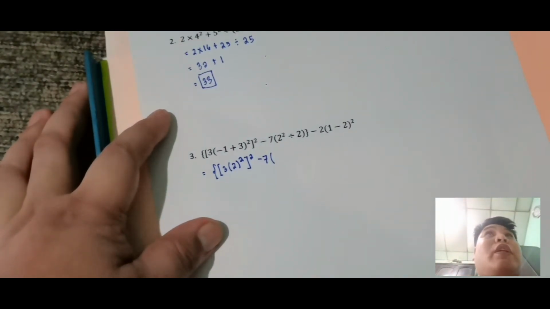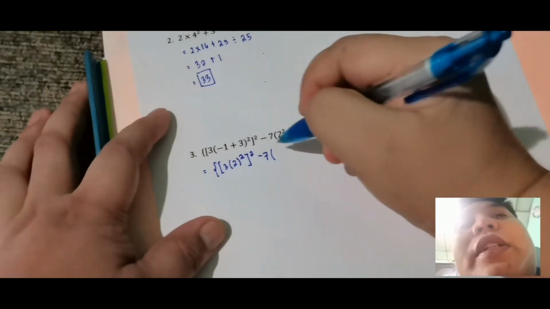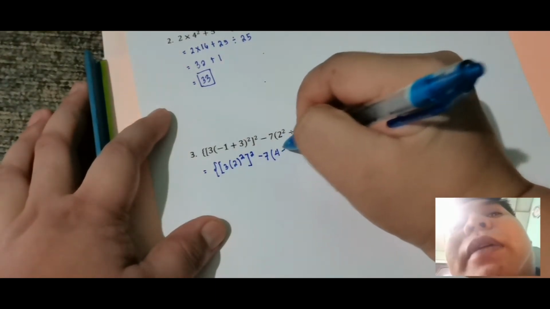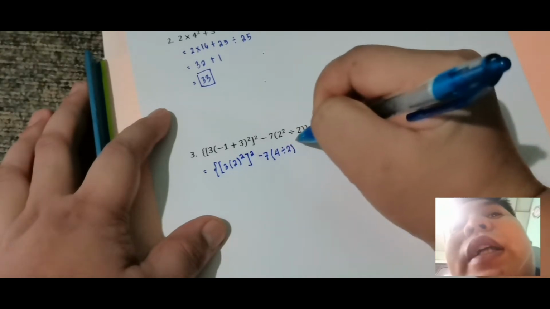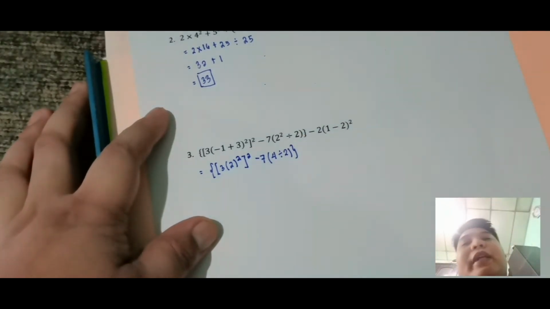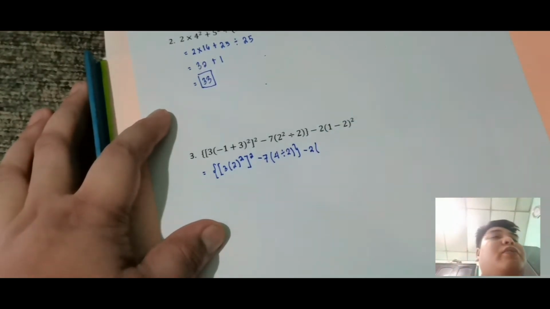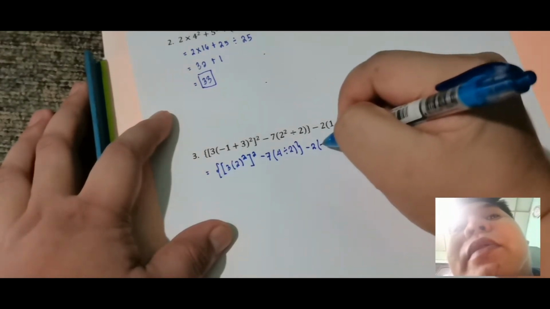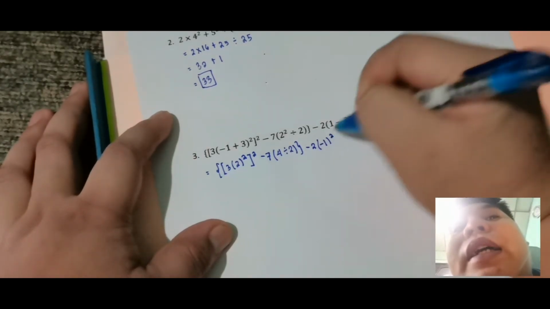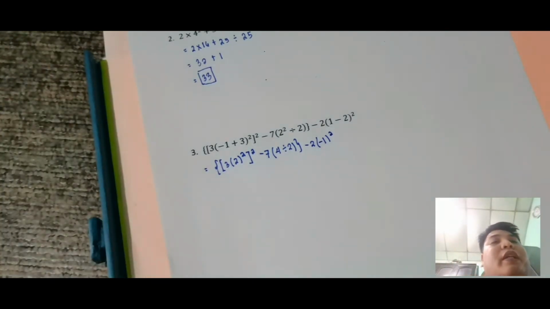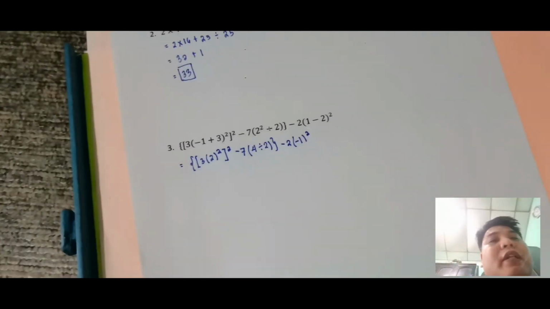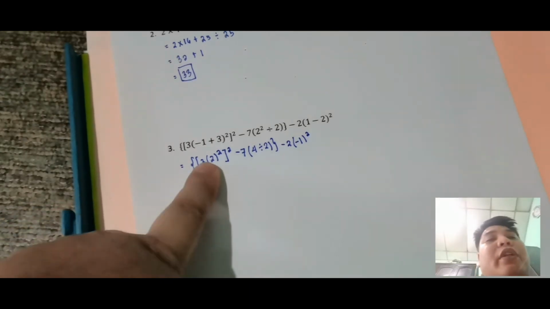Ulitin ko. Sa loob ng parenthesis, meron tayong exponent and division. Siyempre, si exponent ang una. So, that is 2 squared, that is 4 divided by 2. Okay, then, close curly braces. Minus 2 times, since nasa loob ng parenthesis, that is 1 minus 2. So, that is negative 1. Then, ito ay naka-squared.